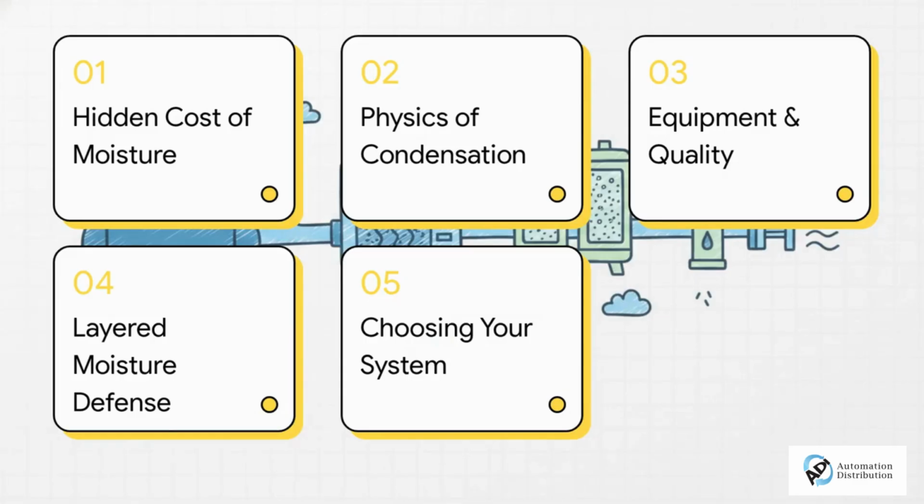Okay, let's dive right into this. We've got a really clear roadmap for today's explainer. 1. The hidden cost of moisture. 2. The physics of condensation. 3. Equipment and quality at risk. 4. A layered moisture defense. And 5. Choosing your treatment system.